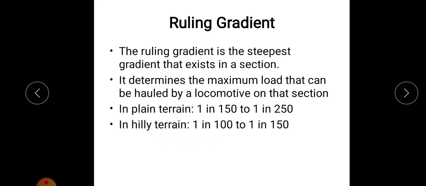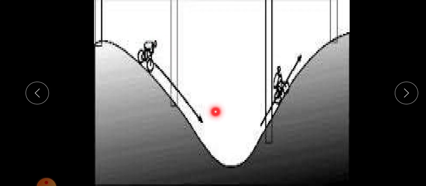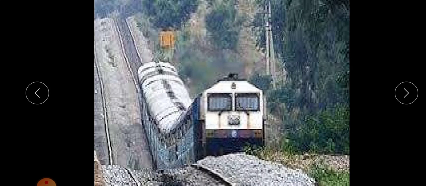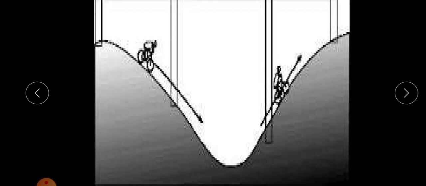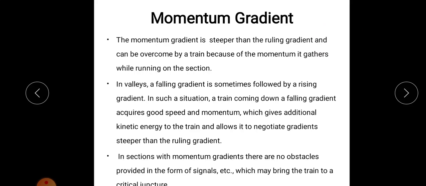This good speed and momentum which is acquired during the travel along the falling gradient will provide additional kinetic energy to the train, and it will allow that locomotive to negotiate the gradients which are steeper than our ruling gradient. Is it clear? In a valley there will be a falling gradient, and after that there will be a rising gradient. So the momentum which is acquired during the travel along this falling gradient is converted into kinetic energy, which is used for negotiating this steeper gradient. So it is known as momentum gradient.